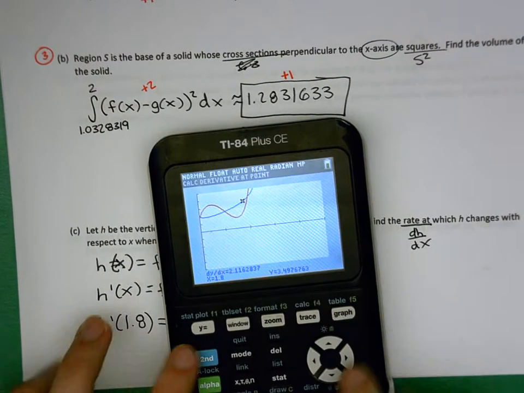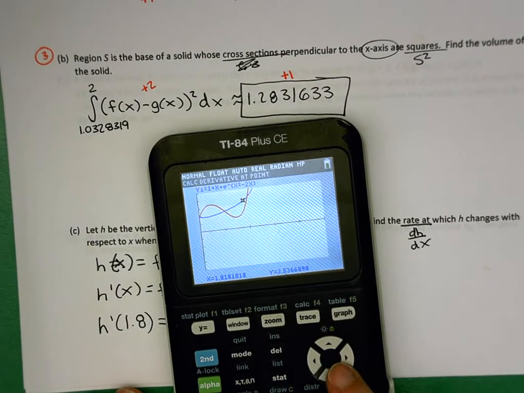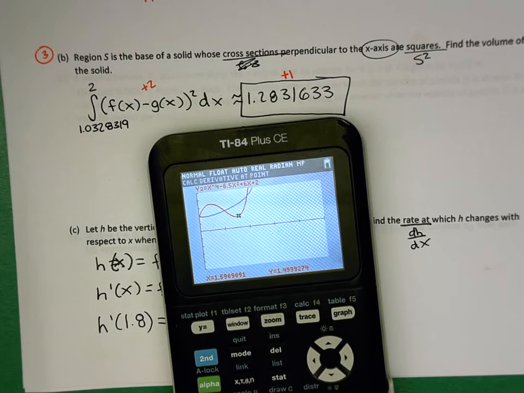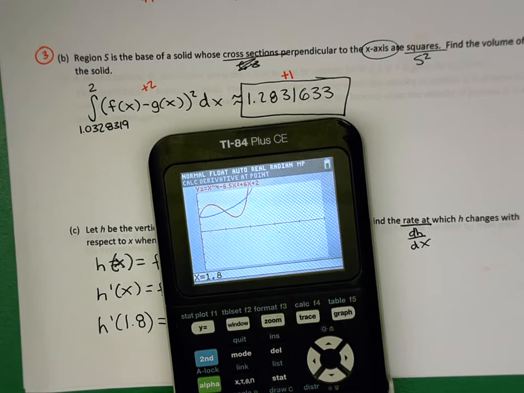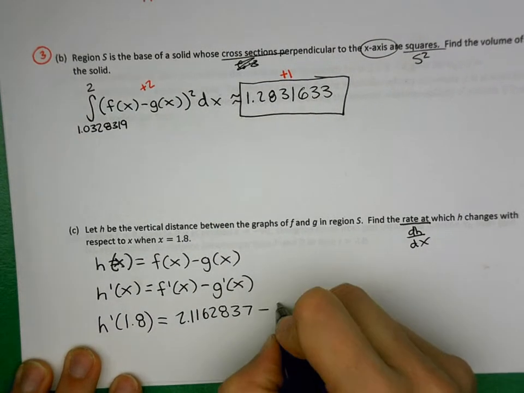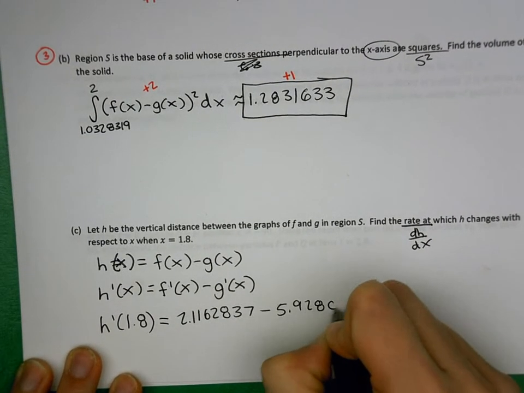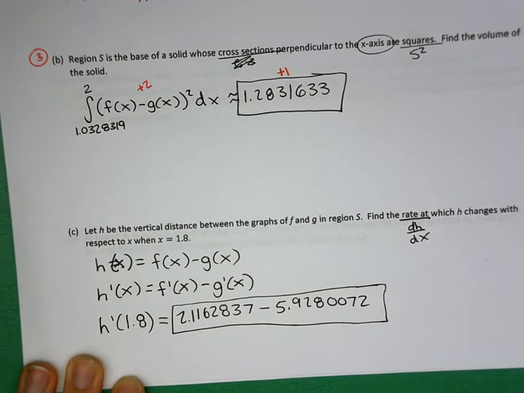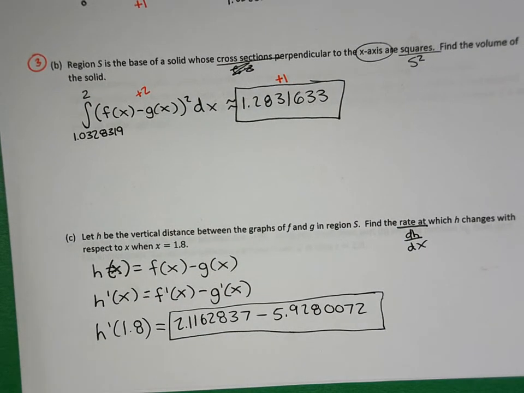And then I'd repeat that process, second calc, derivative. Now I want the other function, so I'm going to go ahead and hit down to get me to the other function. I'm going to type 1.8. It's telling me that that function's derivative is 5.9280072. Okay, and then you don't have to simplify, so leave it there. If you do simplify, you get negative 3.811. Or negative 3.812 if you were to round, but I would write negative 3.811 just because I always truncate. But you don't have to. Leave it alone. Okay, you're good to go.